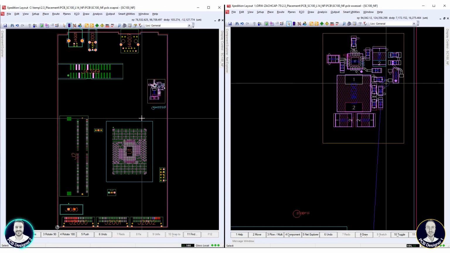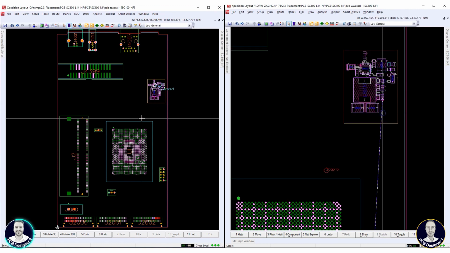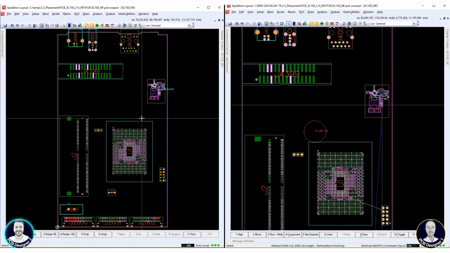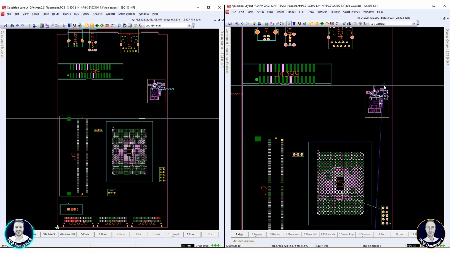My initial focus is on the critical DDR4 and VREF components. We will use the planning groups that were defined by the hardware engineer Nicole in the schematic.